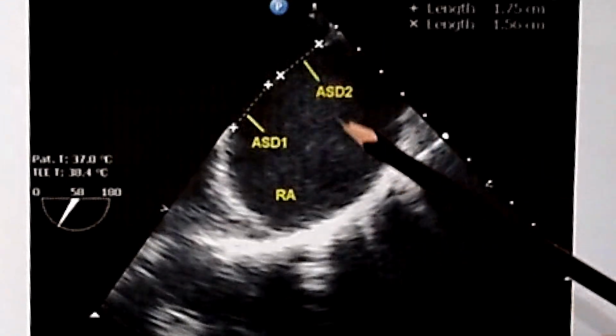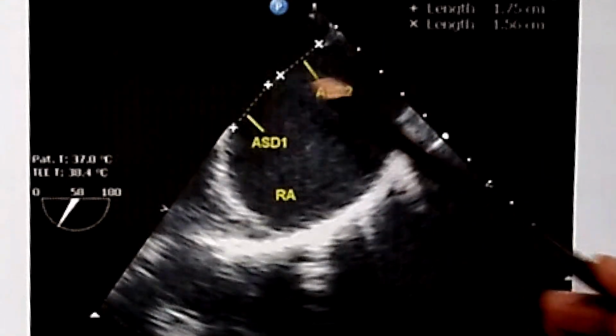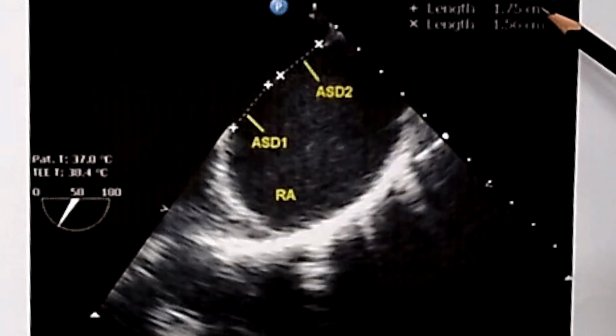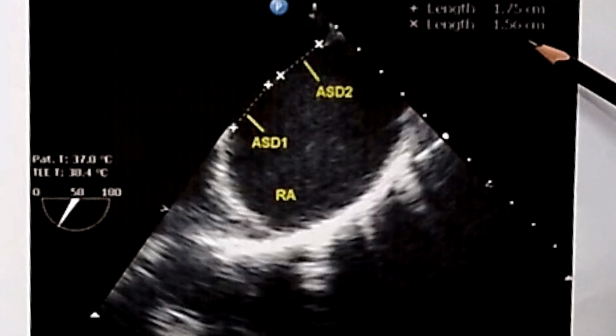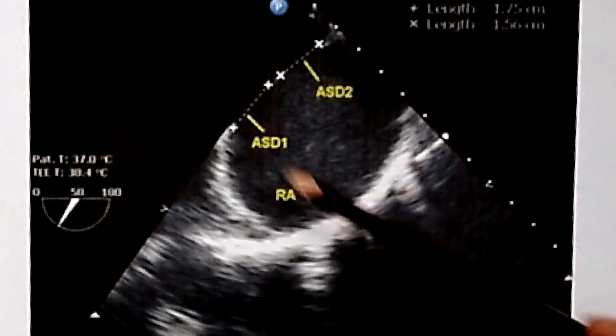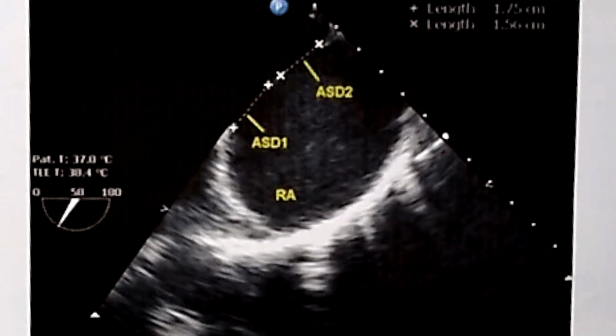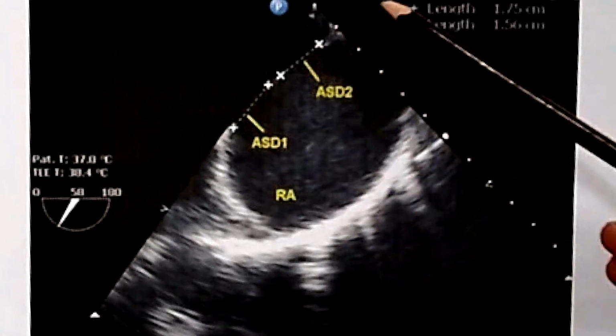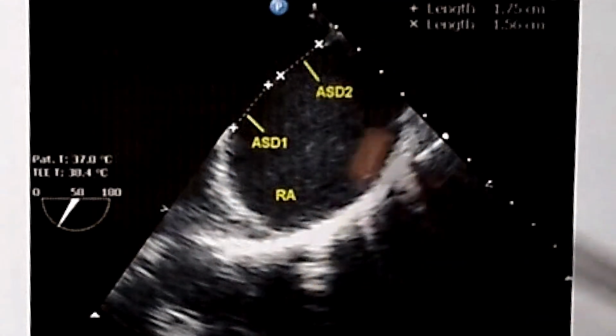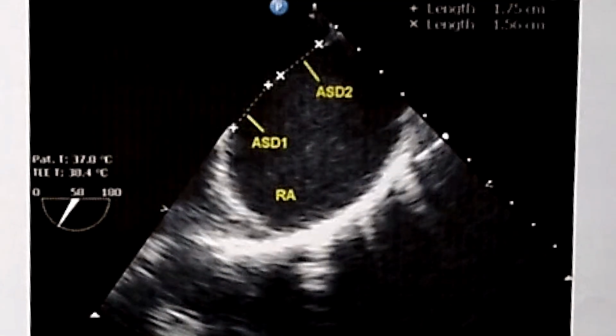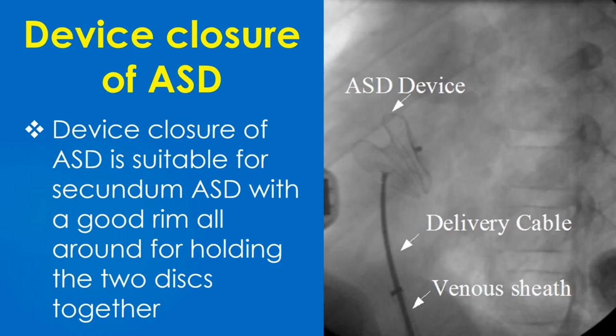And you have two atrial septal defects with a small amount of atrial tissue in between. The first one measures 1.75 centimeter and the second is 1.56 centimeter. Such types of atrial septal defects will have to go for surgery because it is rather difficult to close such a large defect, and the two defects together. Device closure of ASD is suitable for secundum ASD with a good rim all around for holding the discs together.